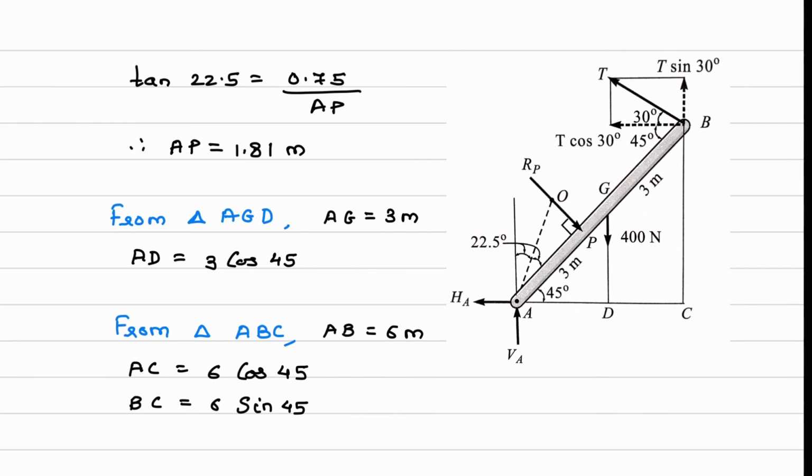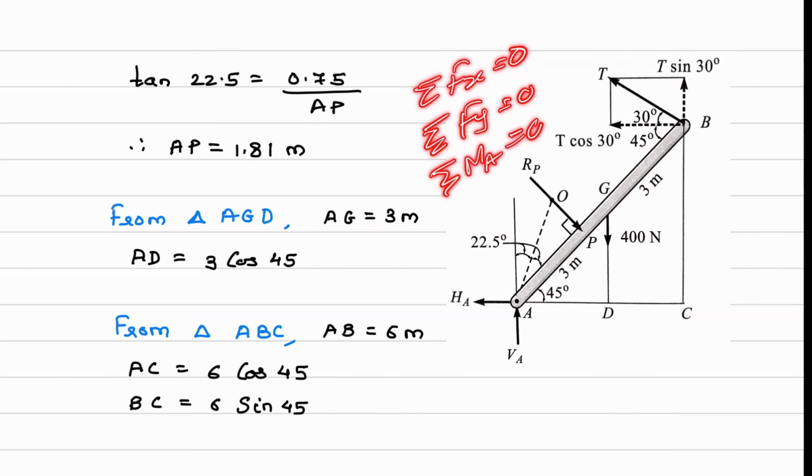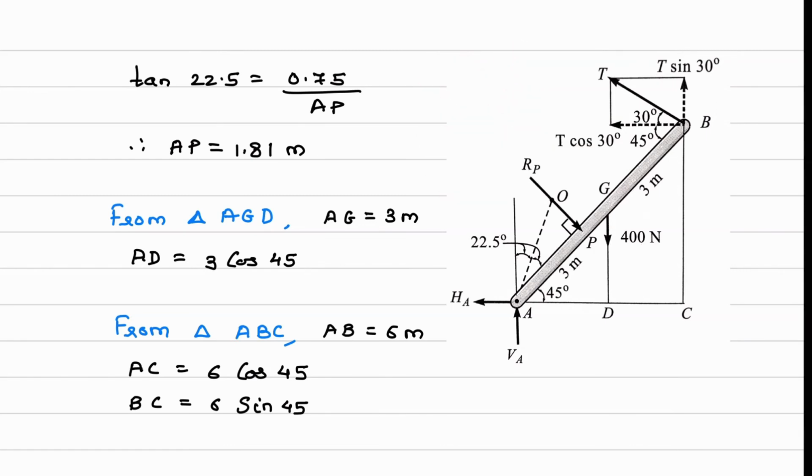Now we can easily consider moment about this point. Which type of system is this? General force system. So we have to use three conditions: summation Fx equal to 0, summation Fy equal to 0, and summation of moment about point A equal to 0. Why about point A? Because if you see, maximum unknowns are at this location and here we have a hinge. How many unknowns do we have over here? T is unknown, and HA and VA are unknown.